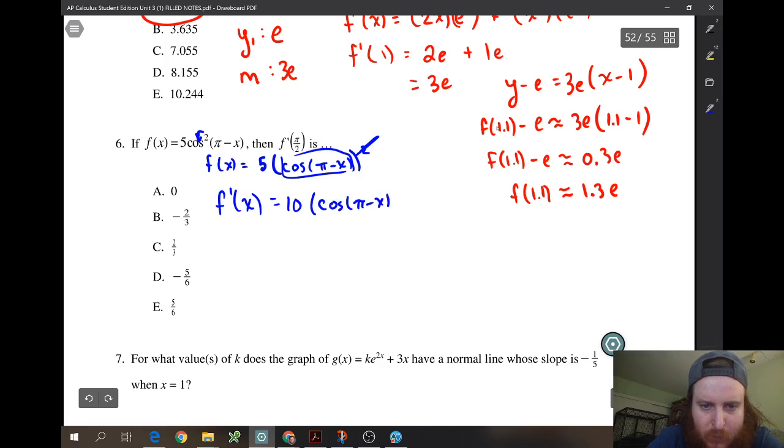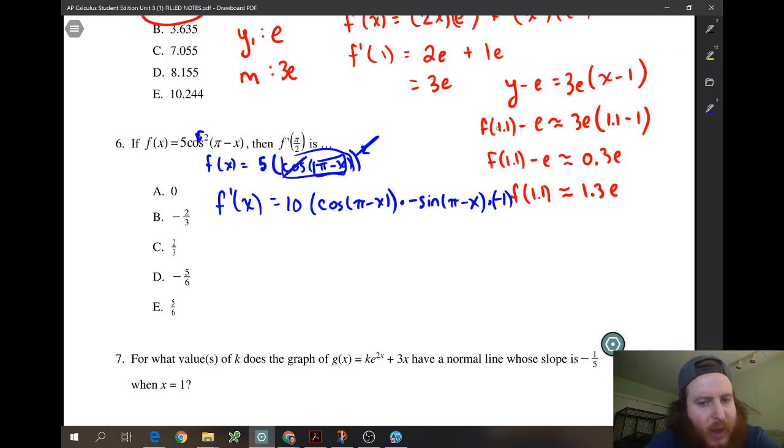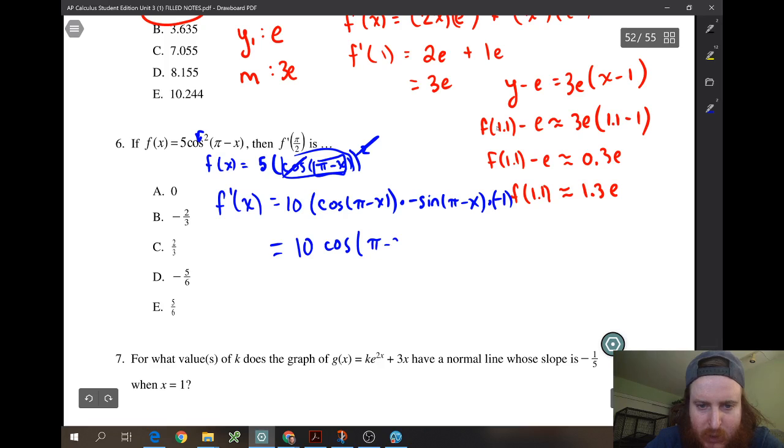This is chain rule. Now, the next outside is the cosine. The derivative of cosine is negative sine of pi minus x. Now we actually have another box, so we're going to do chain rule again, times negative 1. Right? Why times negative 1? Because the derivative of pi minus x would be negative 1. Pi is a number, but the derivative of negative x is negative 1. So now we have two negative signs that are going to cancel out. So positive 10 cosine of pi minus x sine of pi minus x.